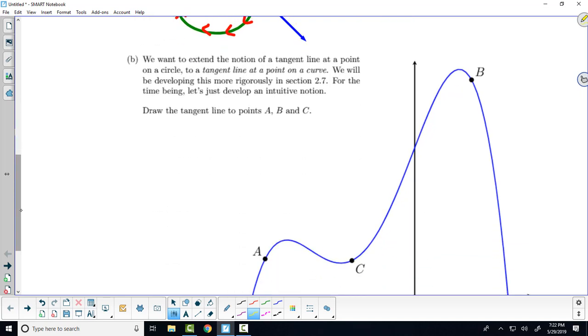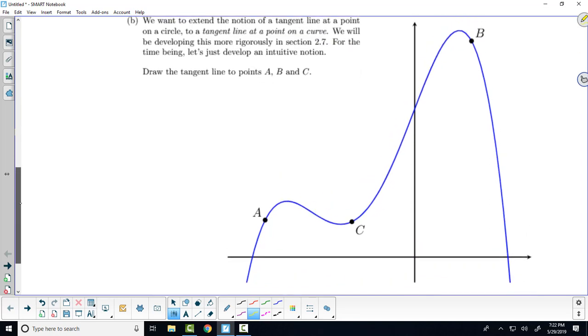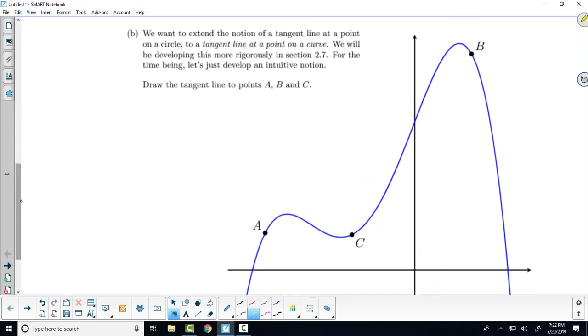So what I'd like you to do is go ahead and draw, this is a little zoomed in, a tangent line to this curve at each of these points. Point A, point B, and point C.